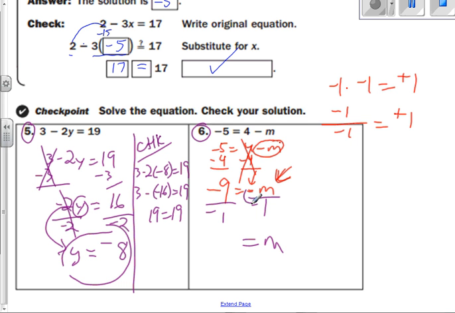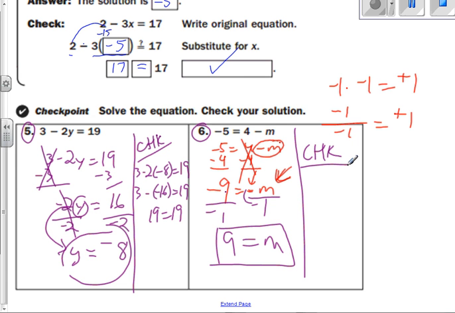Now, on the right-hand side you have m, on the left-hand side you have 9 divided by 1 is 9, negative divided by negative is a positive, so my solution is 9 is equal to m. Now, to verify that that is correct, remember, always do your check. That'll tell you whether your solution is correct or not.